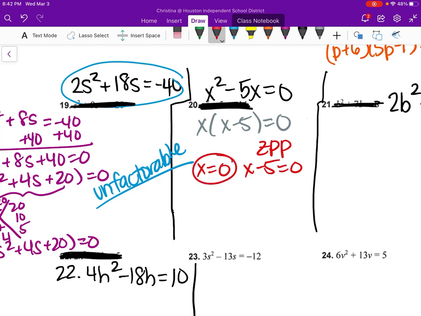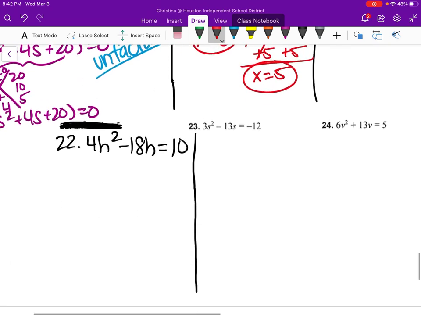Well, x equals 0 is one of the x-intercepts. And then for the other one, I'm going to add 5, so x will equal 5. Question 21, I will have you do in just a second. I'm going to do one last question.